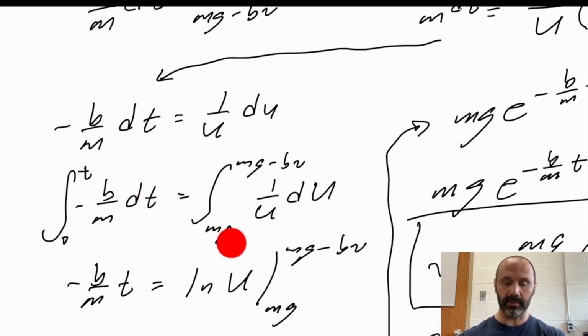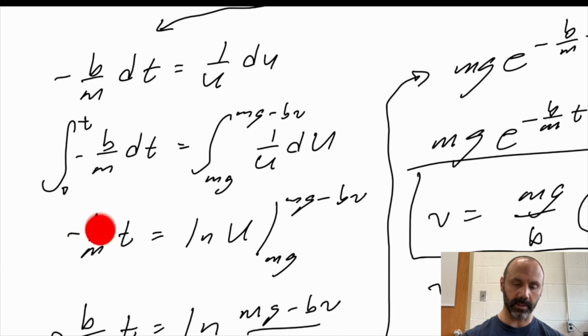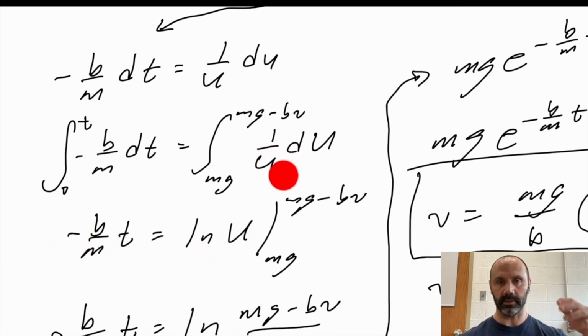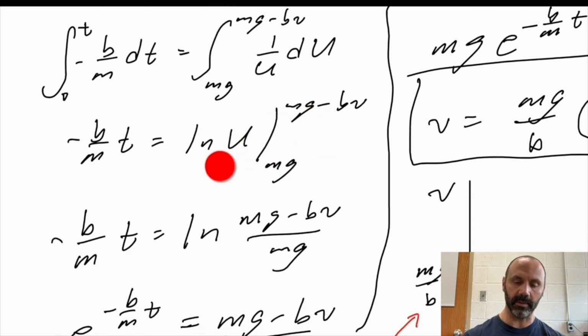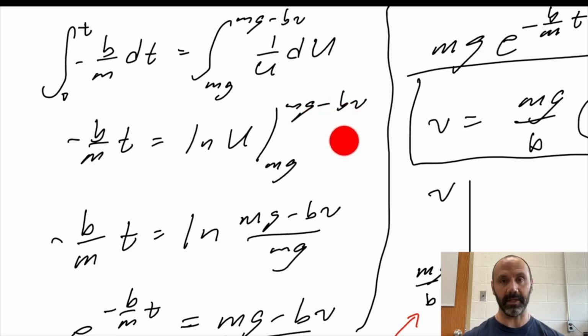On this side, though, for the limits, the initial velocity is 0, right? This is an object that's dropped from rest. So the initial limit is mg, and then mg minus bv, where v is just the velocity at this later time, t. When I integrate this, this ends up becoming negative b over m times t, and then natural log, right? The integral of 1 over x is natural log of x. And then I plug in, so this would be natural log of mg minus bv minus natural log of mg, but using logarithmic identities and properties, we can simplify it to this.